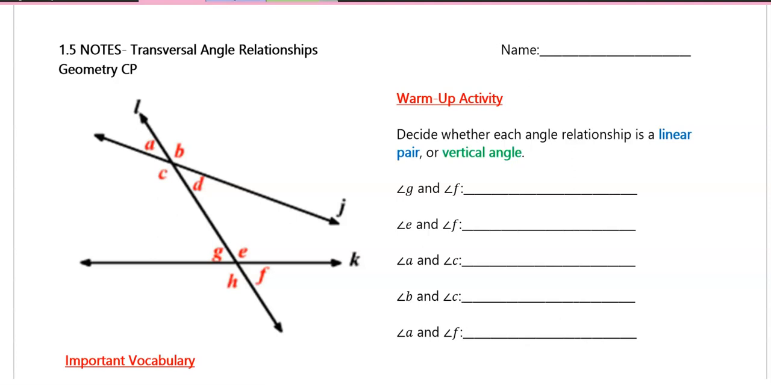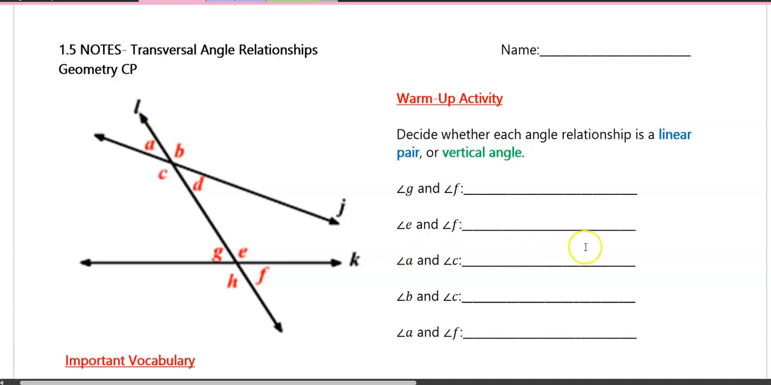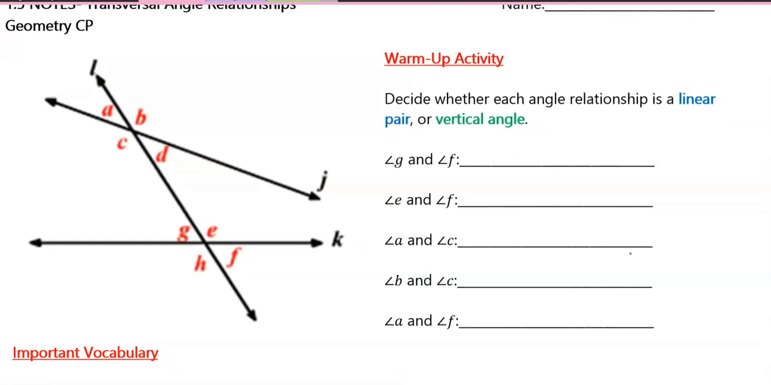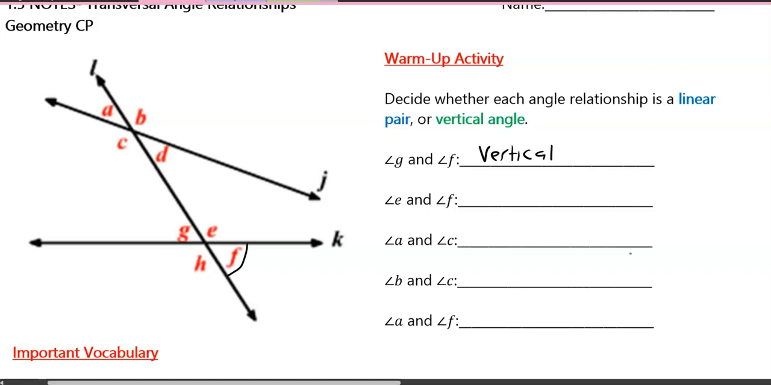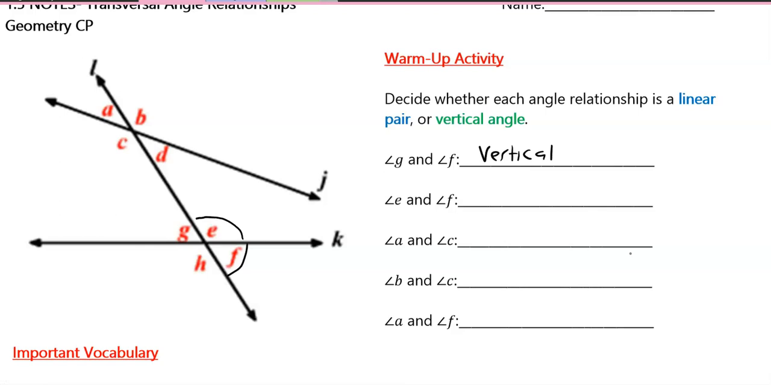All right, welcome back. Let's go ahead and answer these. G and F are going to be on the same line and they are across from each other, or non-adjacent. So by definition, this would be a vertical angle. In terms of E and F, however, E and F are also on the same intersection. But in this case, they are next to each other. They are adjacent and their non-common sides, the ones that I'm hovering over here, create opposite rays, aka a line. This would be a linear pair. So there's one example of each so far.